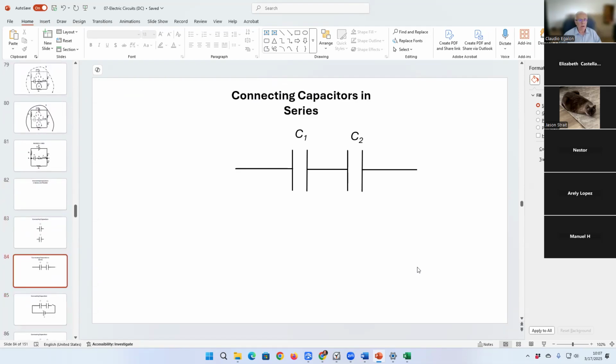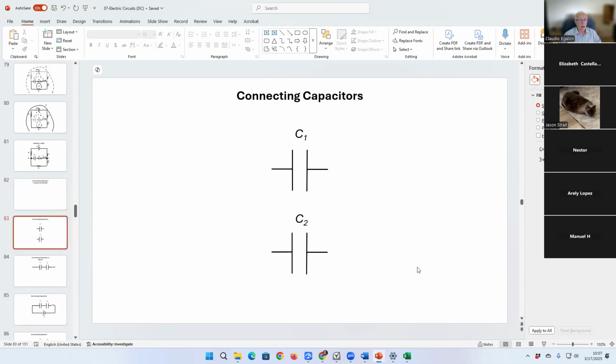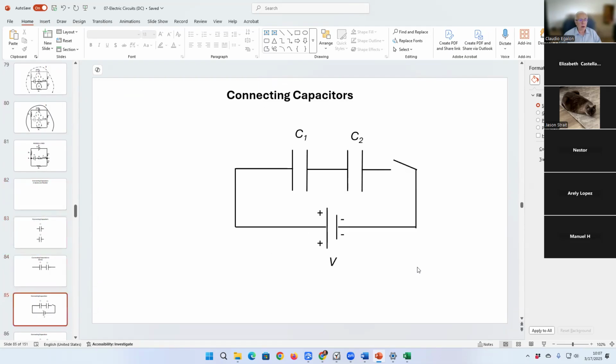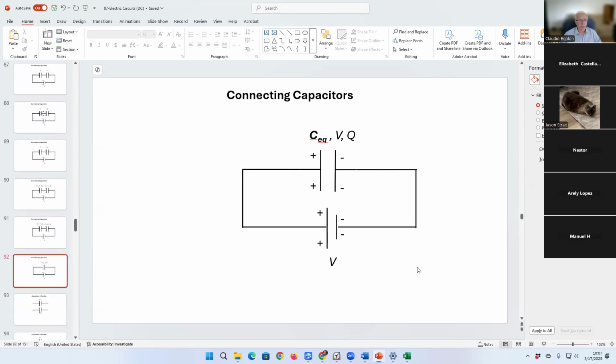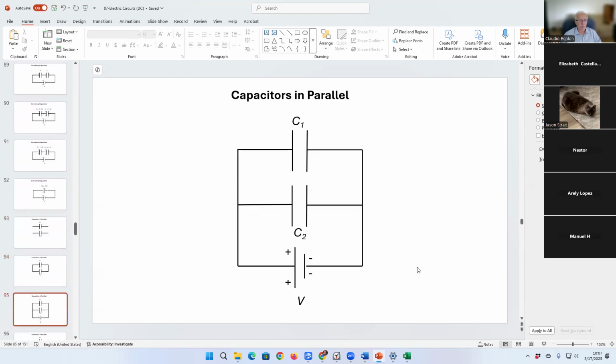You can have capacitors connected in series or in parallel. Here's an example of capacitors in series. In order to solve this type of problem, you have to use Kirchhoff's loop law as well. So that's how generic the Kirchhoff loop law is.